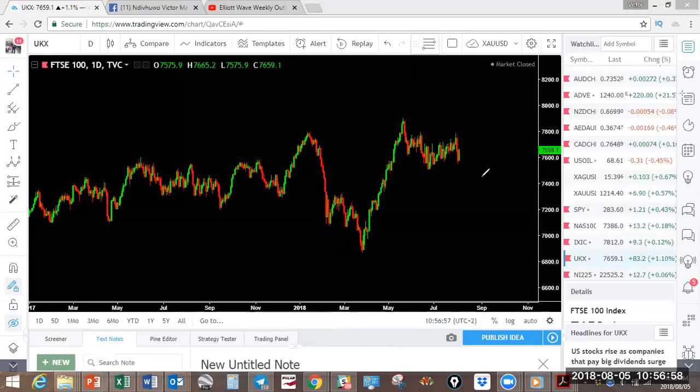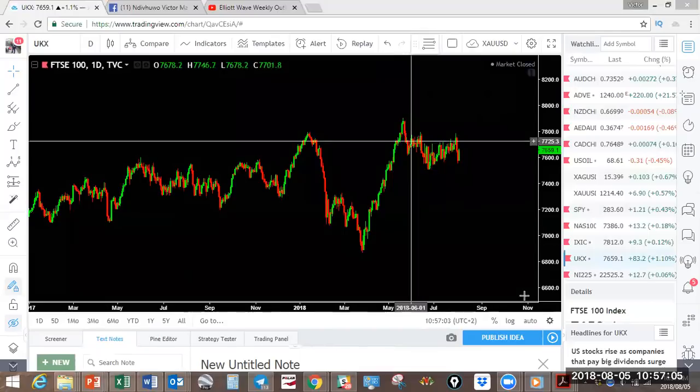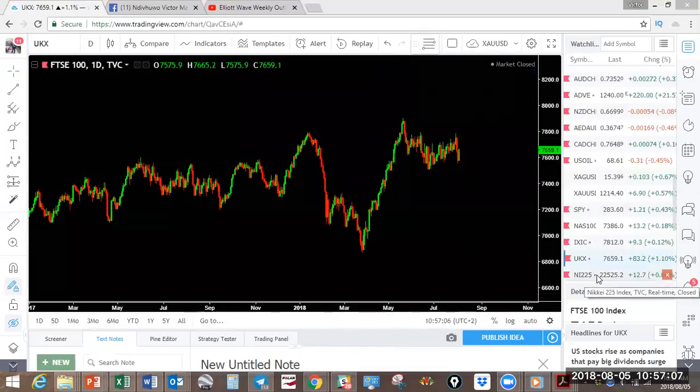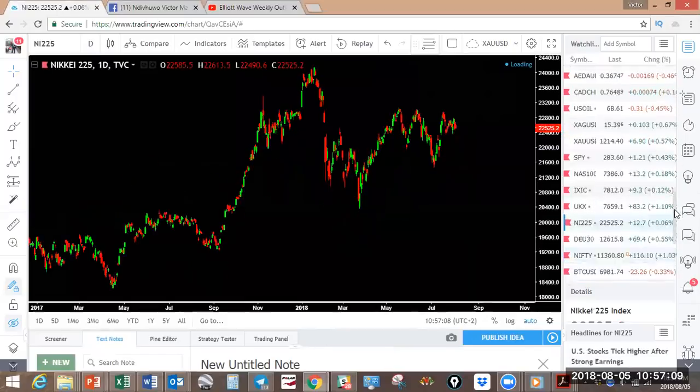Okay, so keep an eye and see what structure develops there. When this is complete, then you can take it up. Okay, so wait for it to complete and take it further up. The Nikkei should be similar.